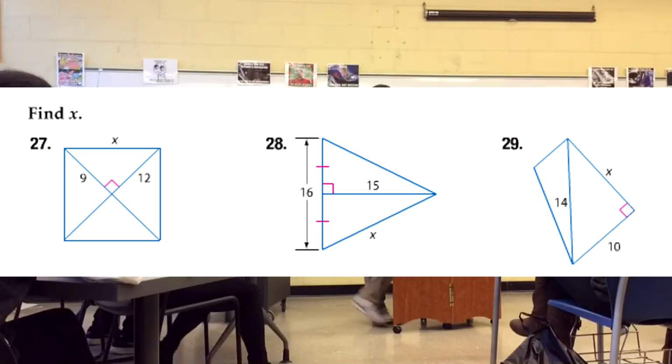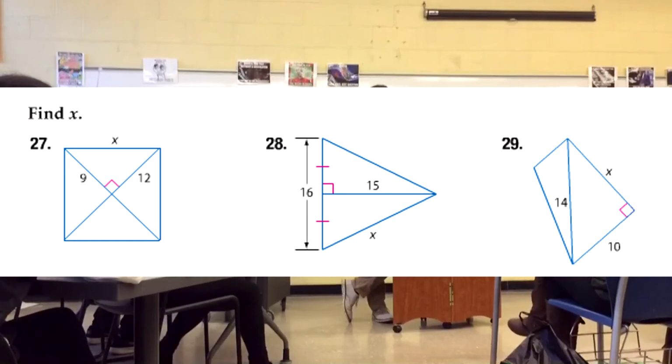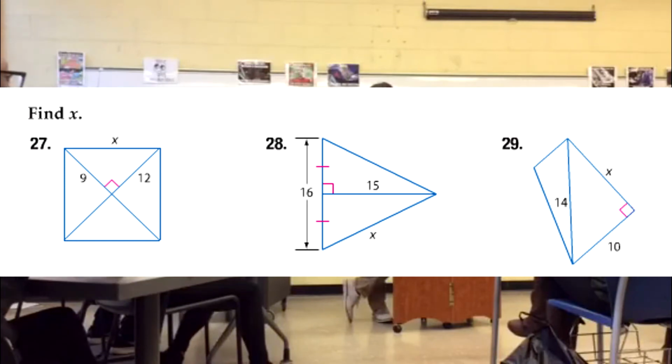Wait, why can't you make a triangle for 22? Oh, it's not. Anything else on those? No? Okay.